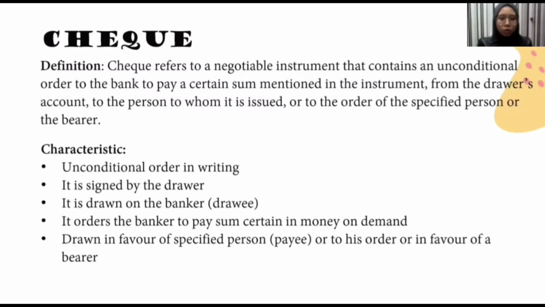Check refers to a negotiable instrument that contains an unconditional order to the bank to pay a certain sum mentioned in the instrument from the drawer's account to the person to whom it is issued, or to the order of the specific person or the bearer. The characteristic of check is unconditional order in writing. It is signed by the drawer. It is drawn on the banker, which is the drawee. It orders the banker to pay some certain sum of money on demand, drawn in favor of a specific person, which is the payee, or to his order, or in favor of a bearer.